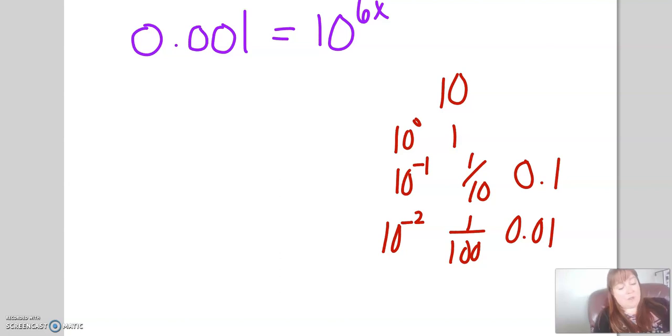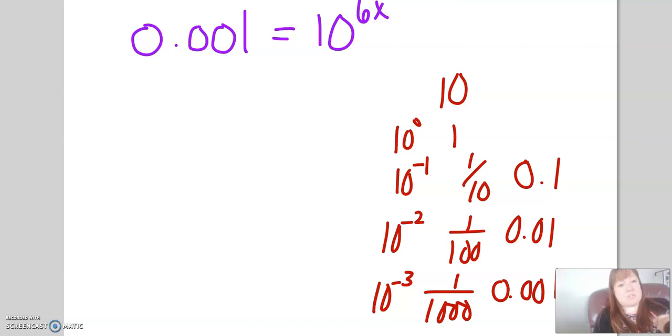0.01. Okay, that's 1/100th. So 10 to the negative 3 is 1/1000th, which is 0.001. Okay, so 1/1000th is equal to this, which is also 10 to the third. So I can rewrite this as 10 to the negative third. That's 10 to the negative third.